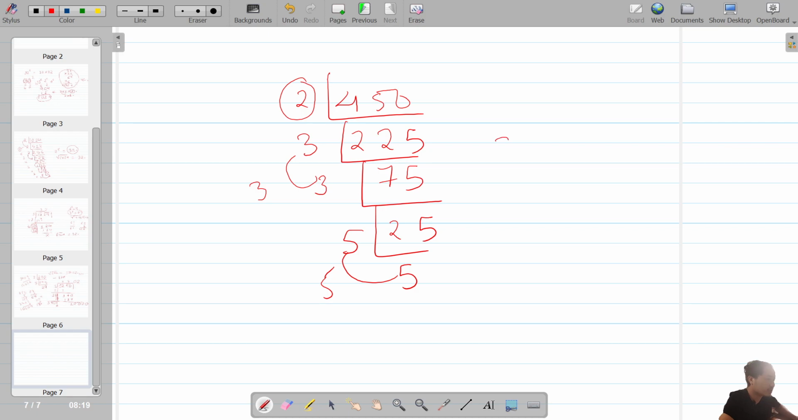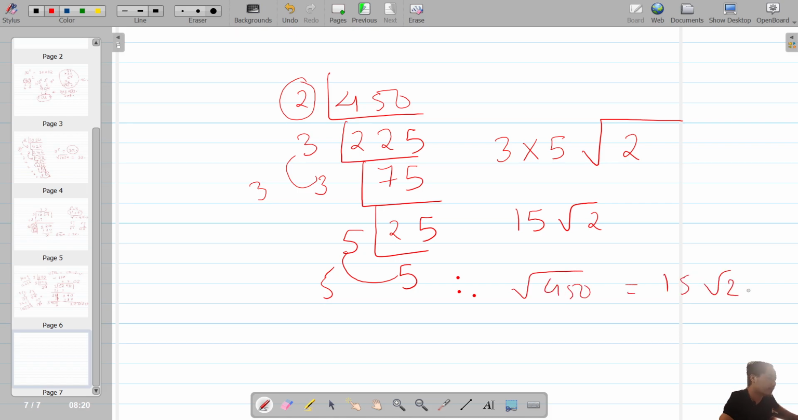So what you will do is you will write down all the pairs, and whatever is unpaired you will multiply. In this case only 2 is left out, so you can write it as 15 root 2. Therefore the square root of 450 is nothing but 15 root 2. So in this way you can represent this in terms of a root.